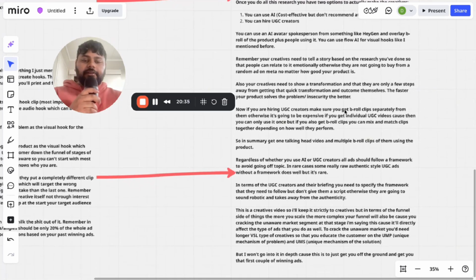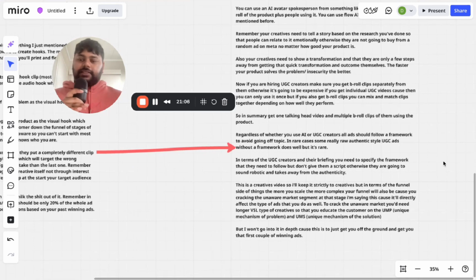Right now, if you're hiring UGC creators, make sure that you get B-roll clips separately from them. Otherwise, it's going to be expensive if you get individual UGC videos, because then you can only use it once. If you get B-roll clips as well, you can mix and match the clips depending on how well they perform, right? So in summary, get one talking head video and multiple B-roll clips of them using the product, right?